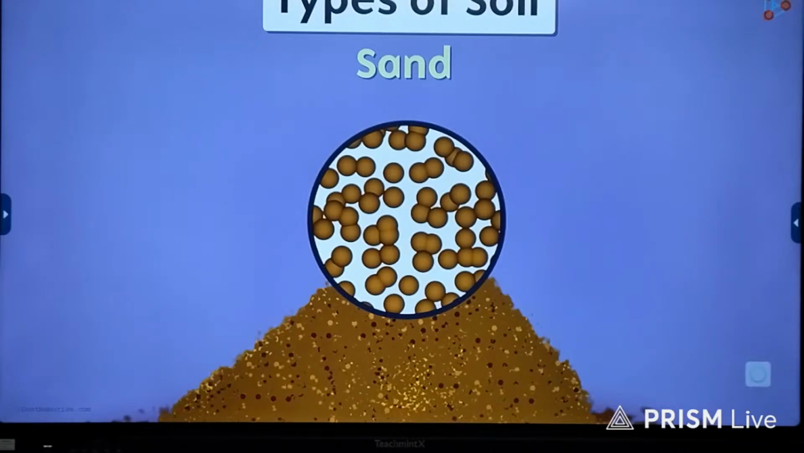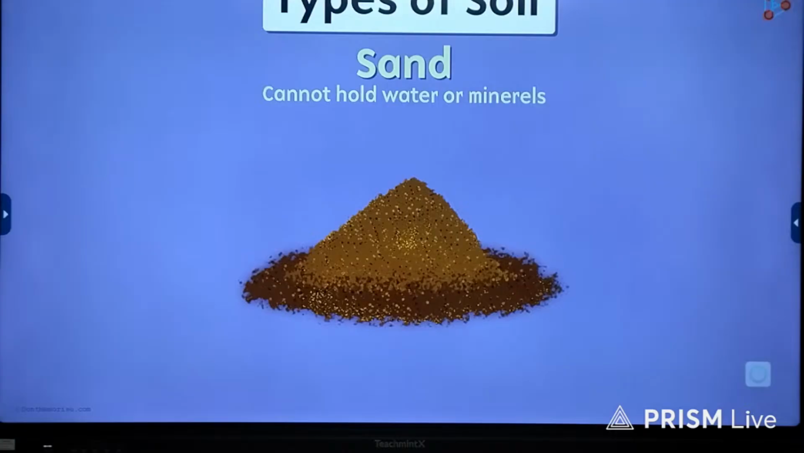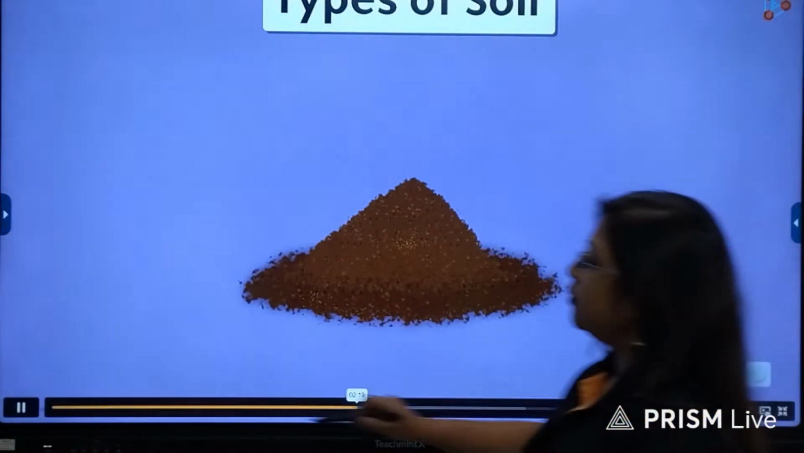The major reason for this is the size of particles and the space between them. The particles are very large and have a lot of space between them. That is the reason why sand cannot hold water or even minerals. Needless to say, this type of soil is unfit for growth of plants. Next on the list is this soil.